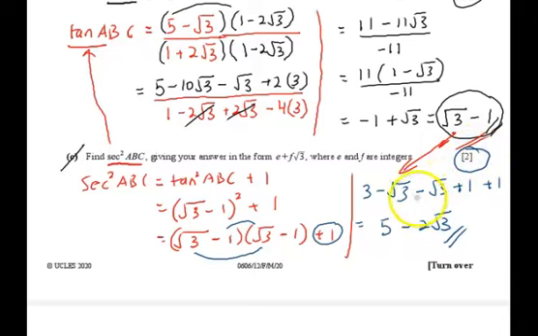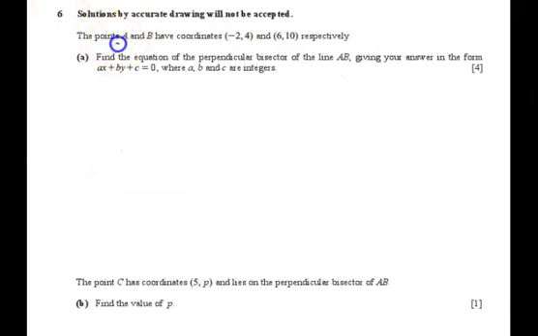This is 2 marks here. So we'll move on with question number 6. For question number 6, points A and B have these coordinates respectively. Find the equation of the perpendicular bisector of line AB. Which means, for example, we have A here and B here. A perpendicular bisector means the perpendicular line which exactly crosses the midpoint of this line AB, giving your answer in this form.